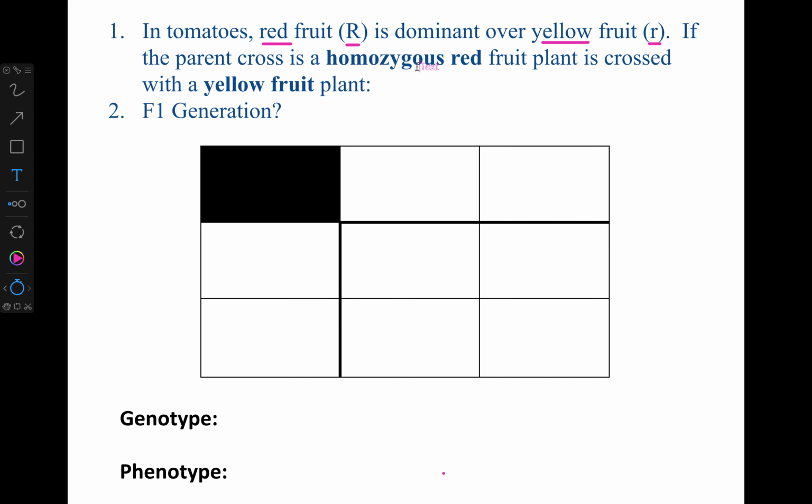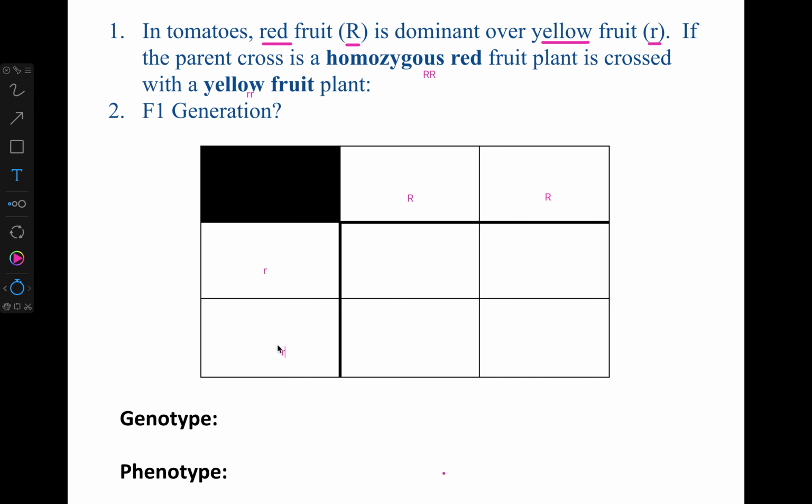So we need to write in that genotype, right? So homozygous, we know it needs to be the same, and since it's red, it's dominant, so it's capital R, capital R. And over here, it says the other parent is yellow fruit. And we know that to be yellow, you have to be homozygous recessive, so you have to be little r, little r. So we have our 2 parents. So we're going to put one of our parents on here, capital R, capital R. We're going to put the other parent on here.